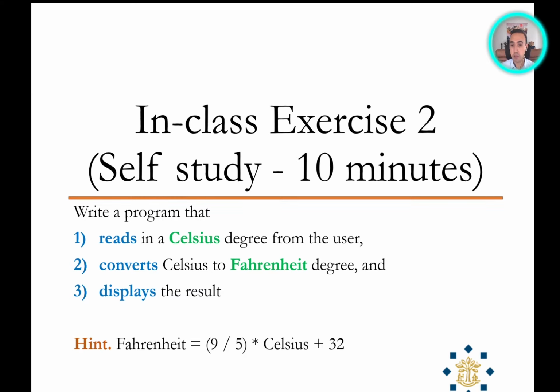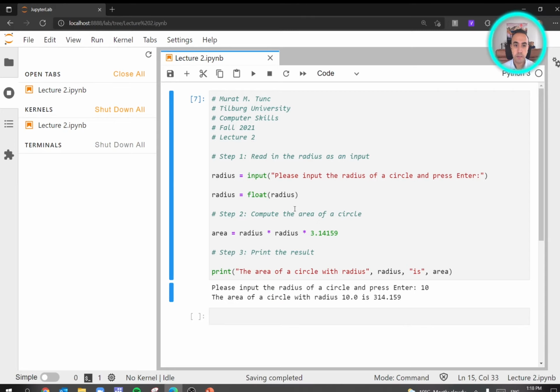I don't know how long it took you. It doesn't have to be exactly 10 minutes. It's another similar program that asks the user for a Celsius degree, converts the Celsius to Fahrenheit, and then displays the result. And here is the formula. Okay, let's do it together.